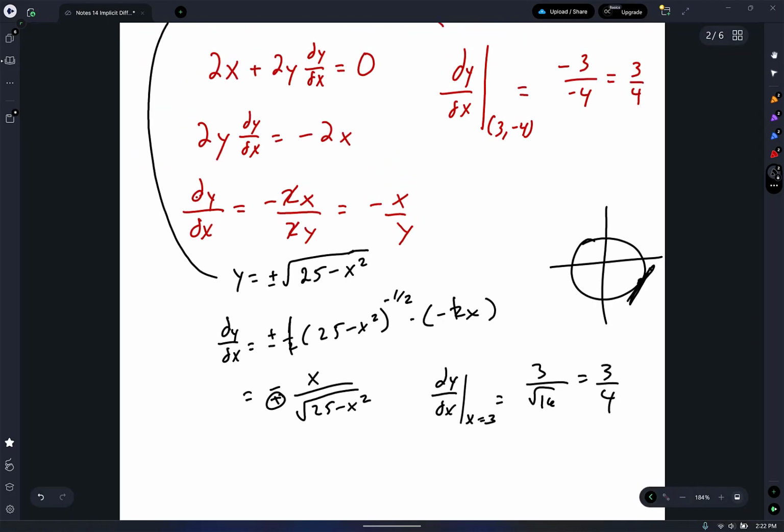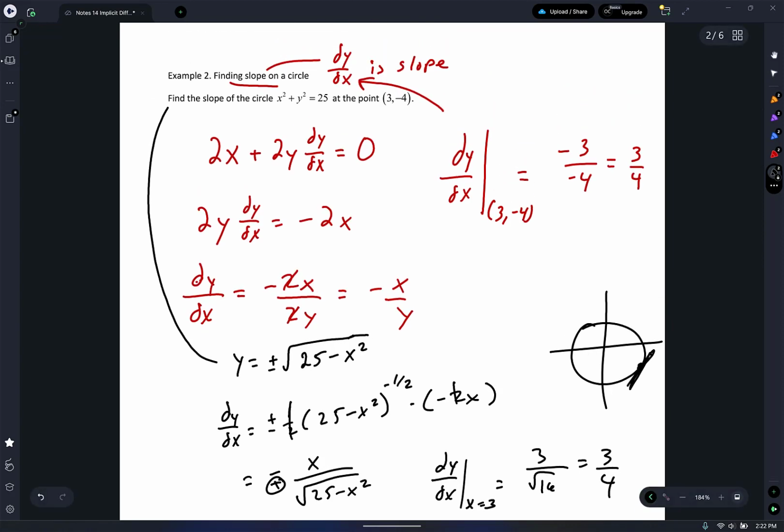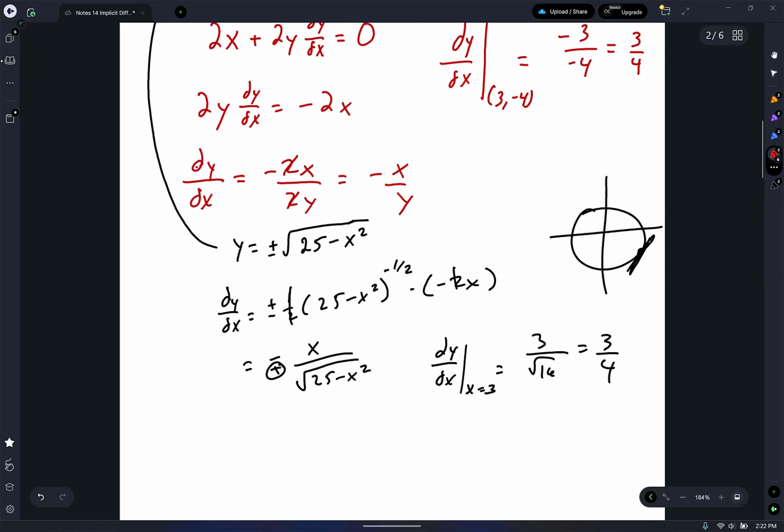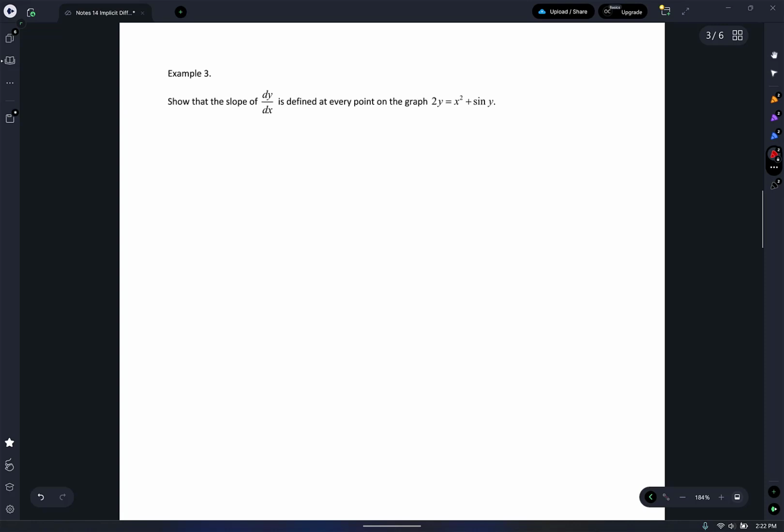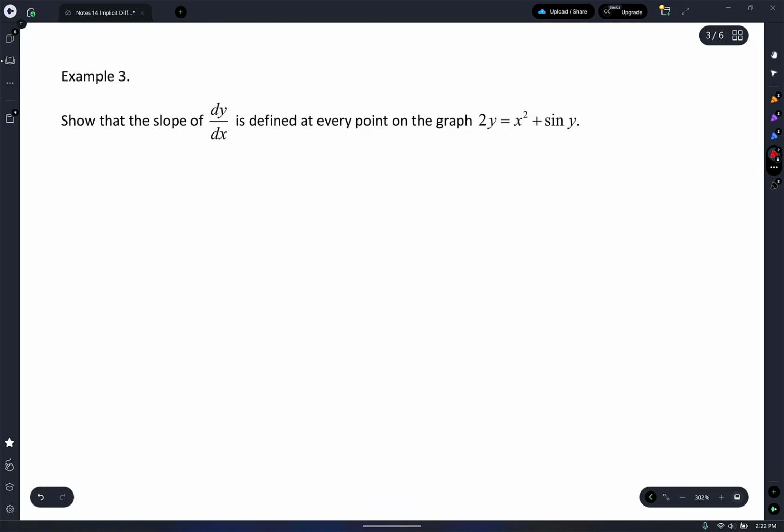Was that a lot more work? You also had to think a little bit about it, like where are you on the circle, what quadrant, to determine which one to use, the positive or negative. And look, with implicit, you just did it. Yay or nay? Okay. You guys aren't excited about this? All right, here we go.